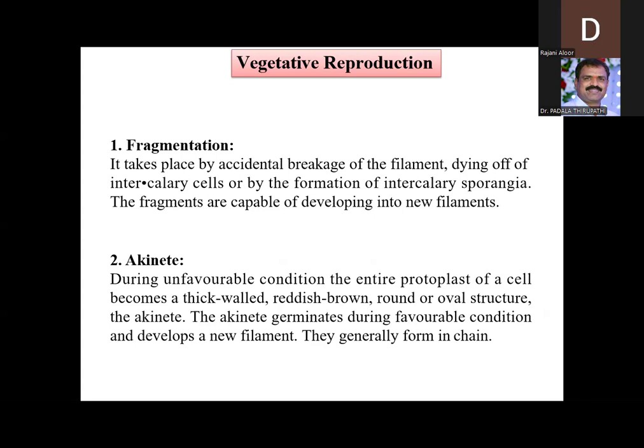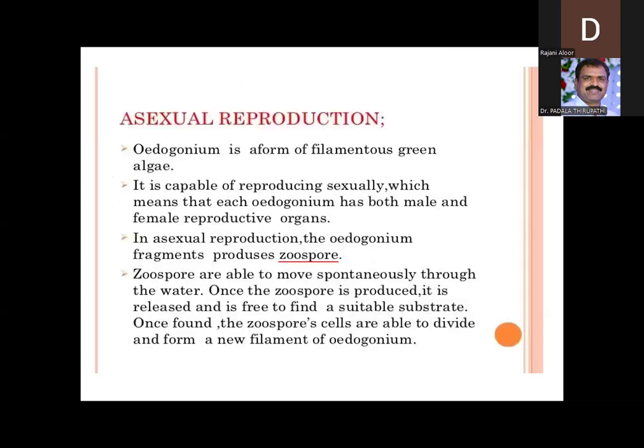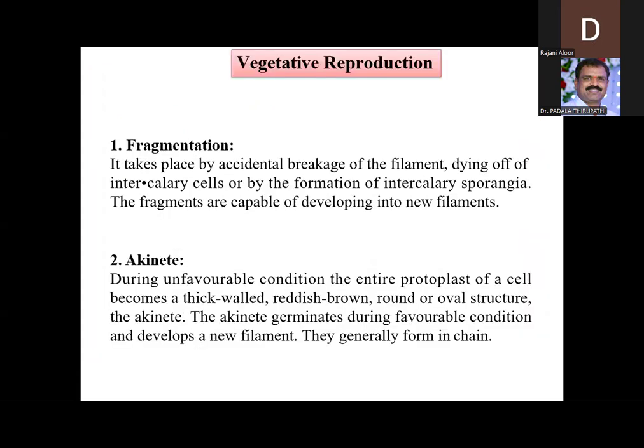This is a fragment. Akinetes: you can observe the akinetes during the unfavorable condition, the summer season. These akinetes enter the protoplasm of a cell, become a very thick wall, and form a reddish brown oval structure. This is called the akinete. When favorable conditions are there in the rainy season, these akinetes develop into a new Oedogonium filament. This is very common vegetative reproduction. Two are there: one is the akinete, the second one is fragmentation.